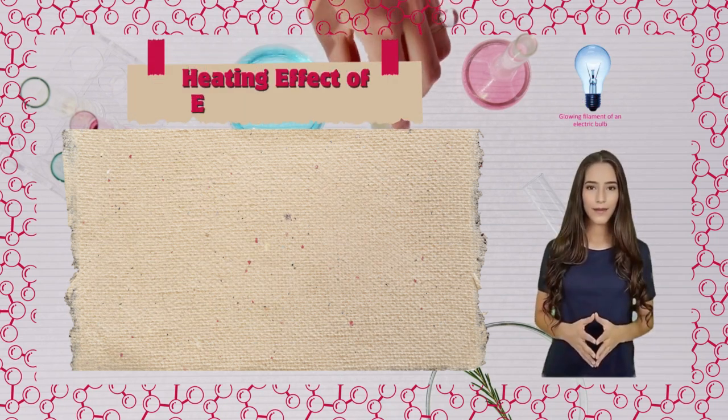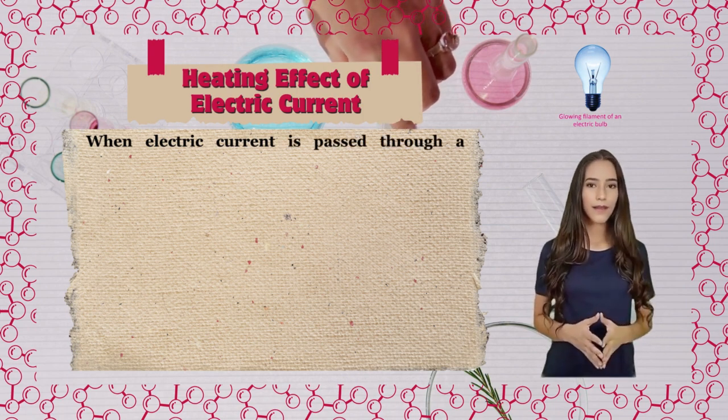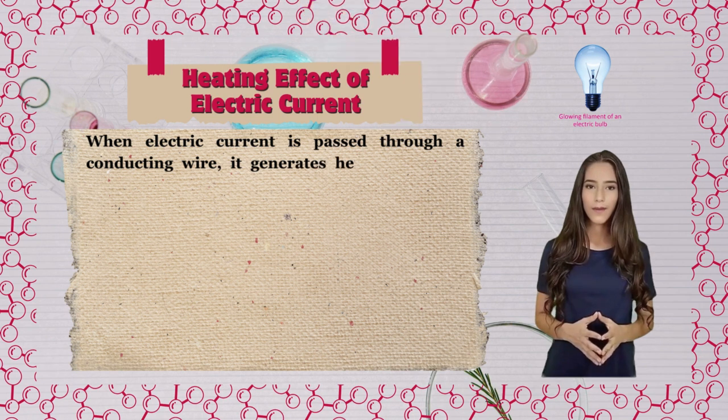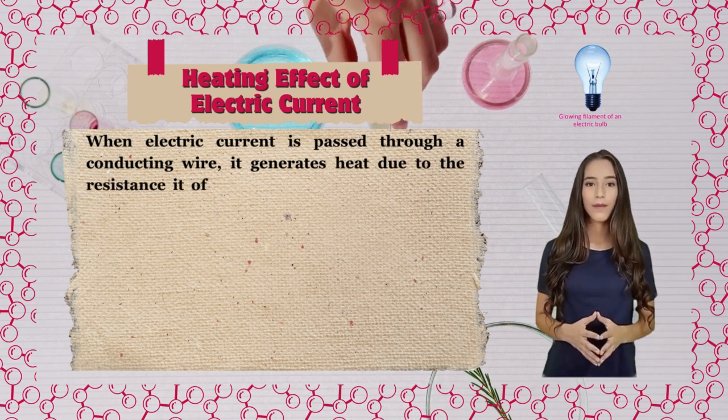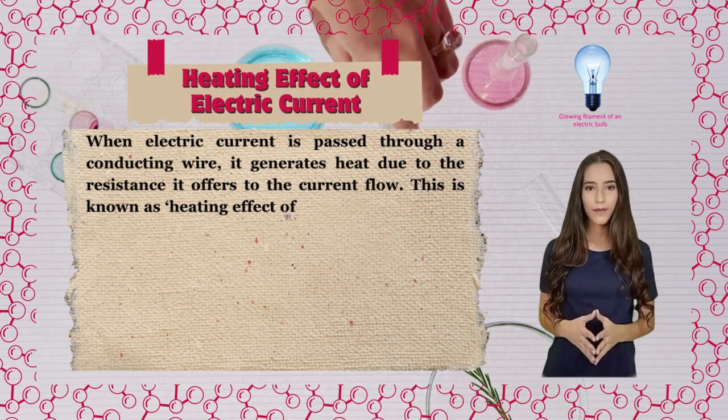Heating effect of electric current. When electric current is passed through a conducting wire, it generates heat due to the resistance it offers to the current flow. This is known as heating effect of electric current.